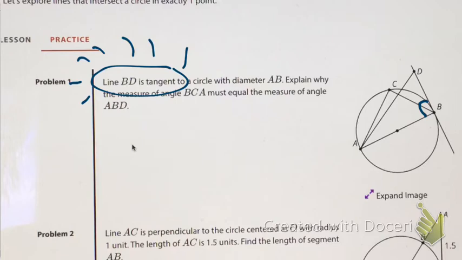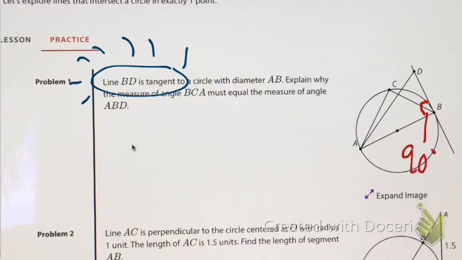And then it asks, why is the measure of BCA equal? Well, BCA is this little angle over here. Why are they equal? Well, we know this one's 90 degrees out here because, by definition, the angle of a tangent line is 90 degrees. So we can write that in there.